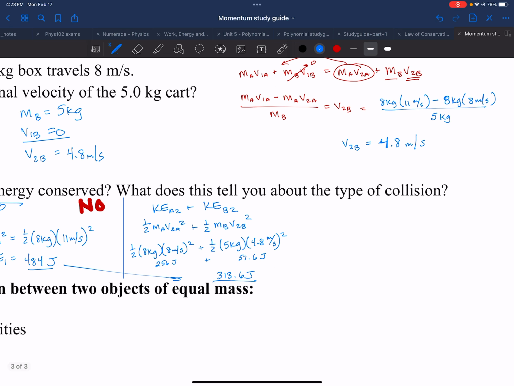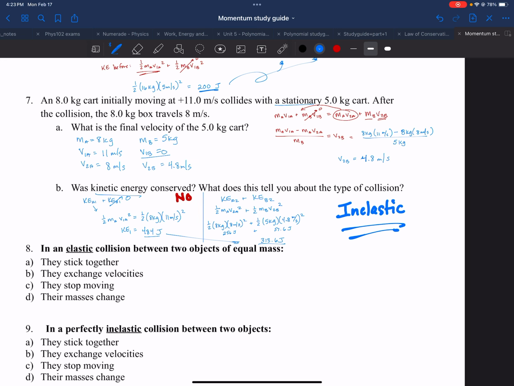What does that tell you about the type of collision? It's inelastic. Because that's our kind of catch-all for everything else. If it's not elastic or perfectly inelastic, then the default kind of falls down to inelastic.